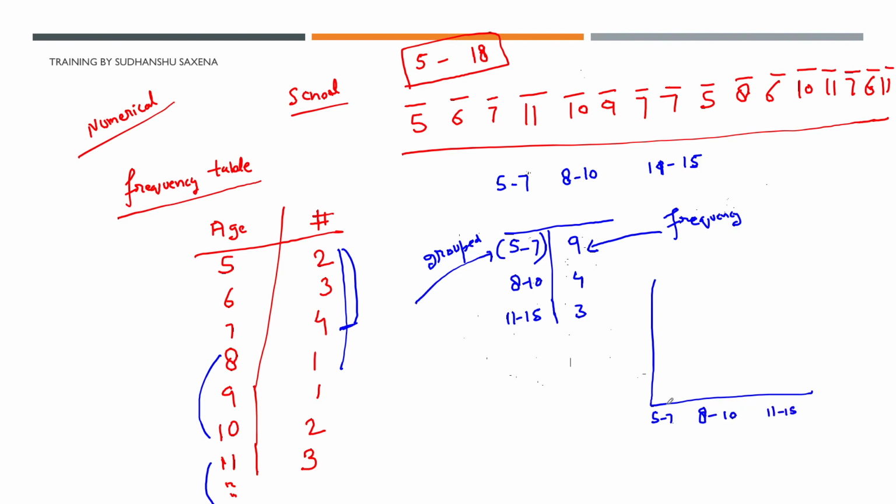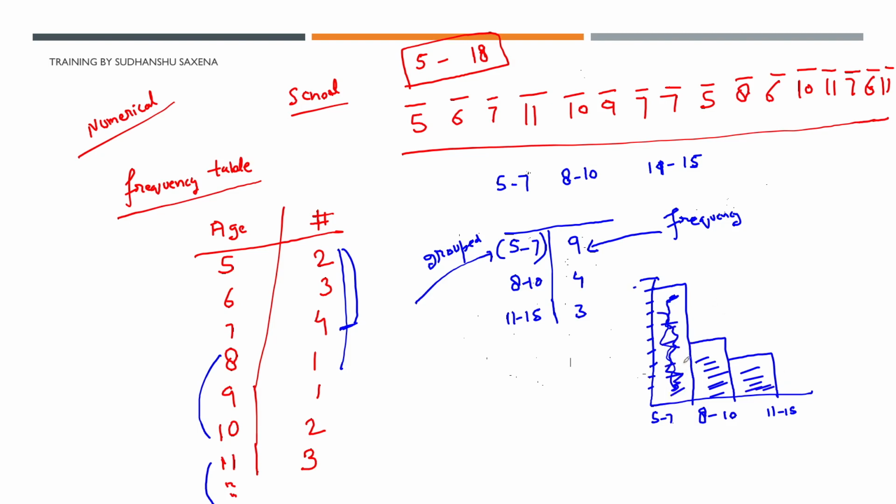Okay, and what I am going to do is count 1, 2, 3, 4, 5, 6, 7, 8, 9, and this is 10. This is the frequency for 5 to 7, and then we have 8 to 10, which is 1, 2, 3, 4, so we have 4 over here, and then we have 11 to 15, which is 3, and you can have number 3 over here. So this value over here is a different graph altogether, and this value over here is a different graph altogether, right?